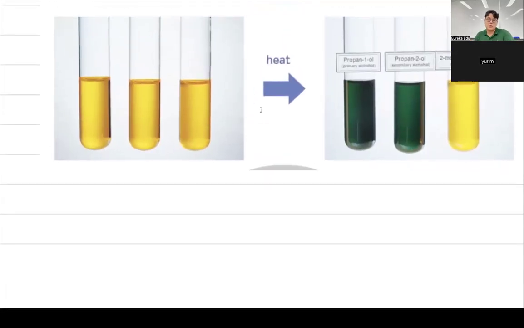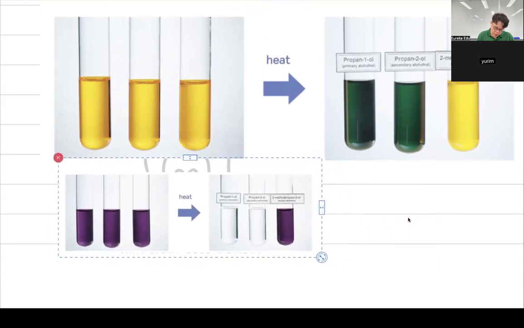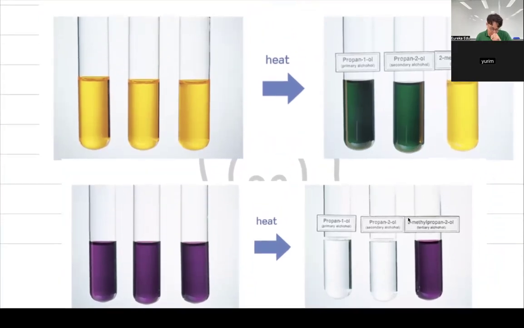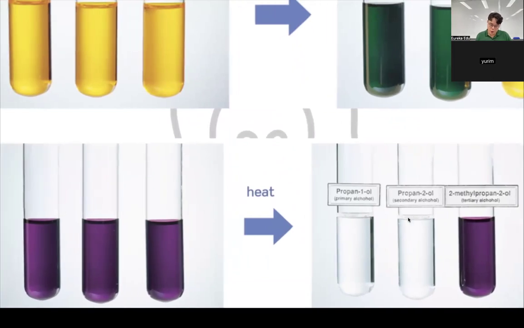Another example is using the permanganate. Remember that the yellow color represents the dichromate. When we're using the permanganate, remember that permanganate is a purple color. As you can see, the purple color is from the permanganate. If it goes through oxidation, we see the color change to colorless. So propan-1-ol, the primary alcohol, and propan-2-ol, the secondary alcohol, will go through the oxidation reaction with the permanganate. Therefore, the color will change from purple to colorless.